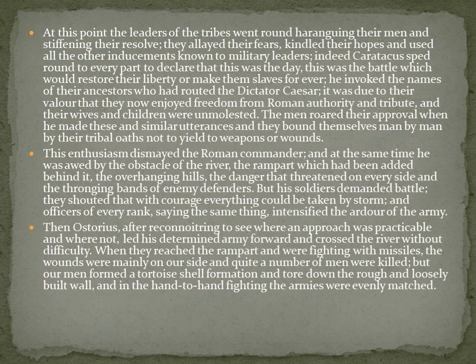Note that there are significant losses for the Romans here, although Tacitus doesn't tell us exactly how many. "But our men formed a tortoise shell formation and tore down the rough and loosely built wall, and in the hand-to-hand fighting, the armies were evenly matched." Tacitus makes reference here to one of the techniques used by the Roman army, the tortoise shell or testudo formation.